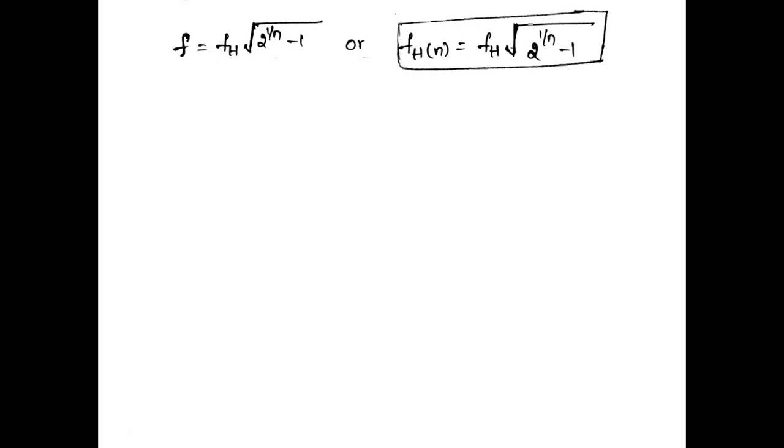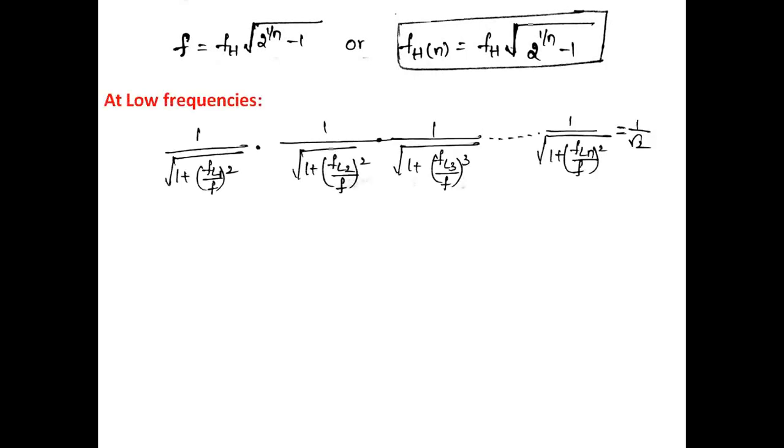Now, we do it for the lower cutoff frequency also, at low frequencies. Again we write the same formula, that is AV low divided by AV mid, which is equal to 1 by square root of 1 plus fL by f whole square. This is for one stage, this is second stage, this is third stage, and all the gains are multiplied with each other, which is equal to 1 by root 2, the 3 dB cutoff frequency.